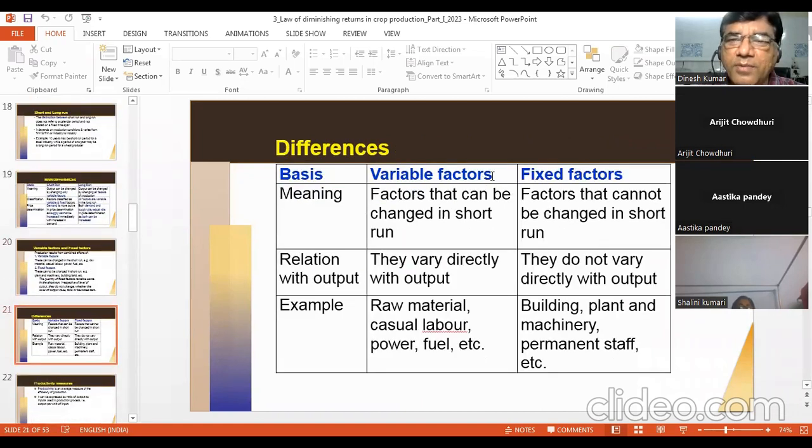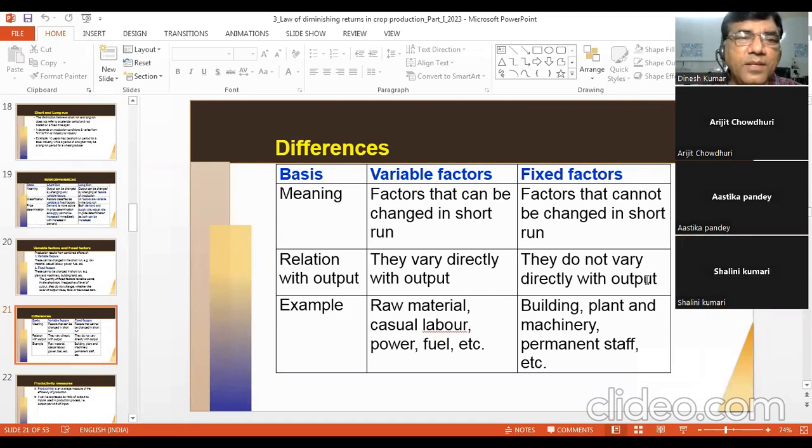Now, see the difference in variable factor and fixed factor. Same thing is repeated here. Meaning: factors that can be changed in short run are variable factors. Factors that cannot be changed in short run are your fixed factors. Relation with output: variable factors vary directly with the output. Fixed factors do not vary directly with output. Whether you are able to make the perfect or complete use of the fixed factor or not, it depends upon you. Examples of variable factors are raw material, casual labor, power, fuel. In fixed factors, you have buildings, plant and machinery, permanent staff, etc.